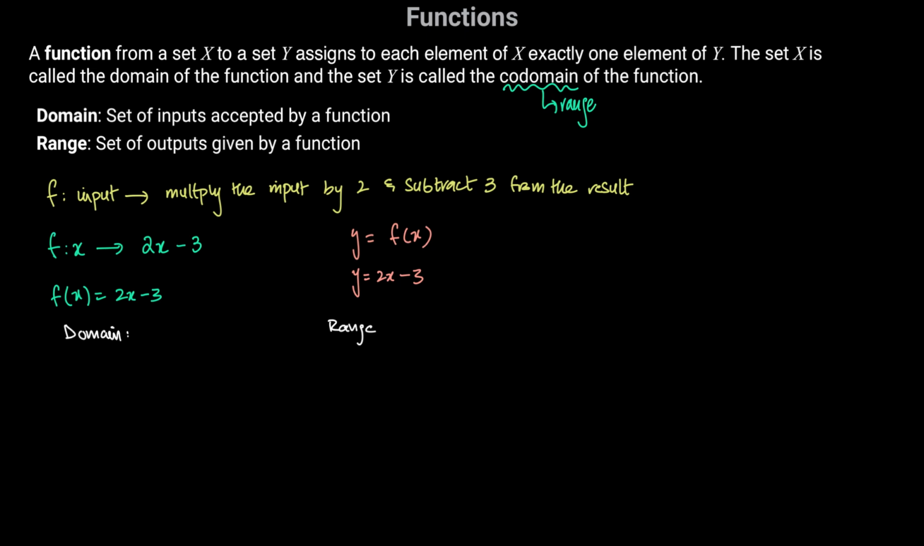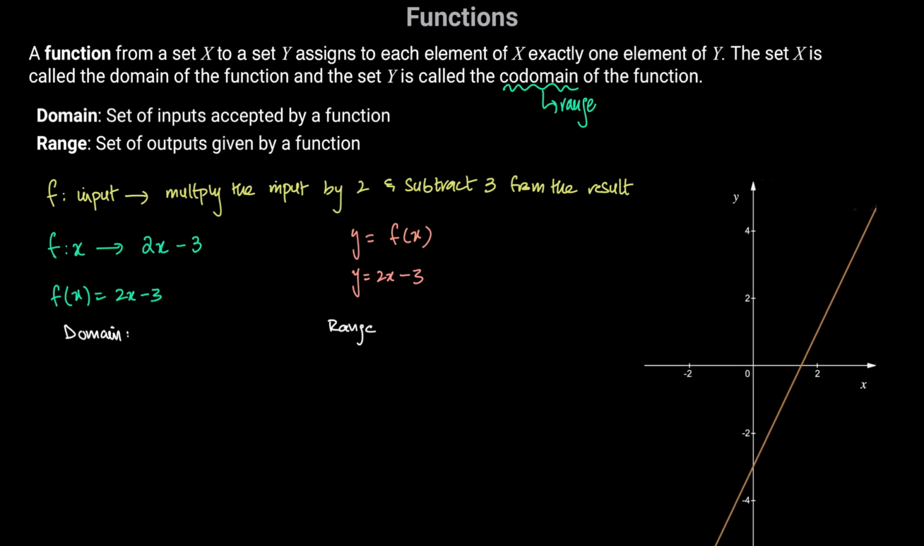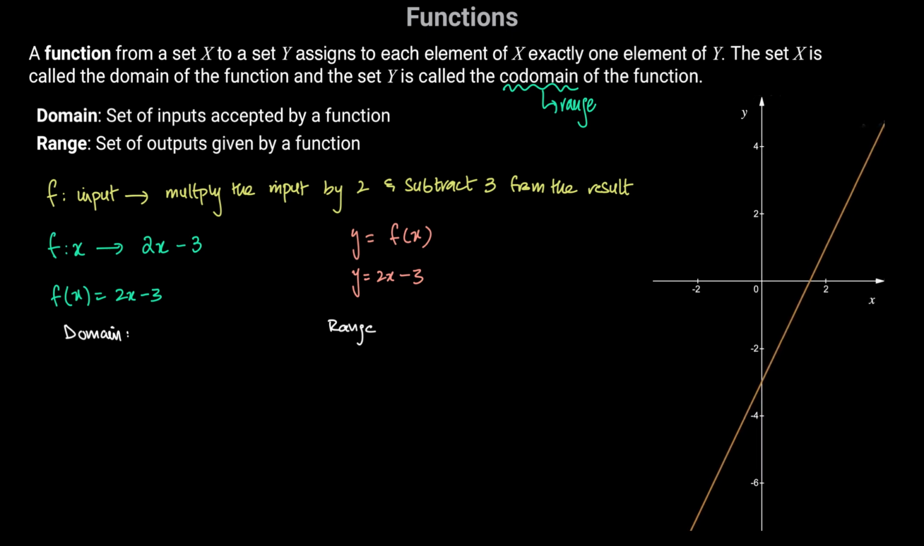So let's look at a graph for y is equal to f of x. In other words, we're going to look at the line y is equal to 2x minus 3, right? And we know that the domain is the set of inputs accepted by a function. So over here what we see is that for the input x, if we substitute any real number for the input x, we will get an output.